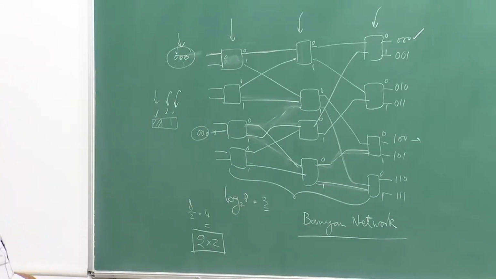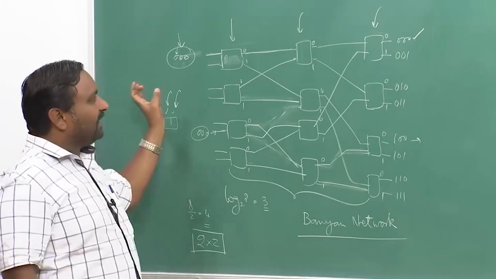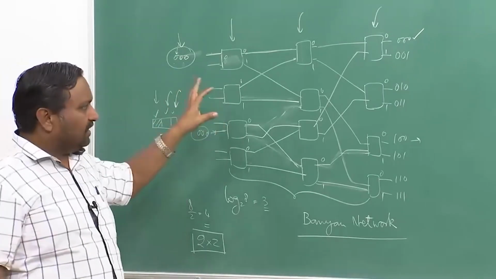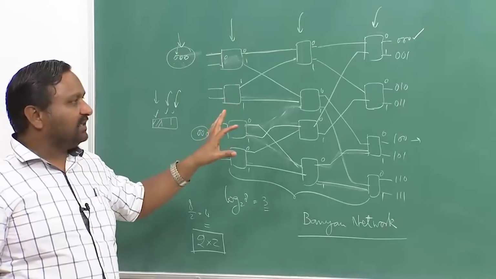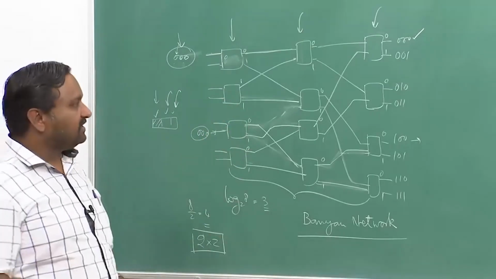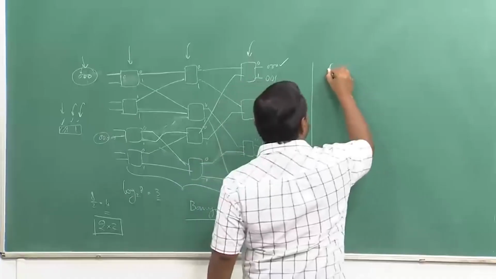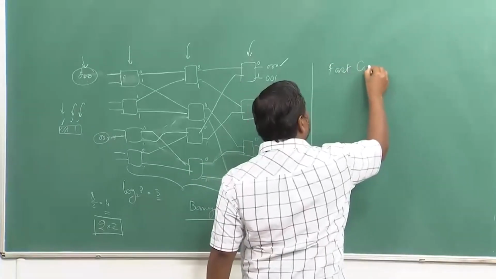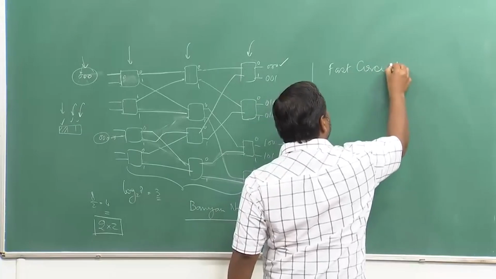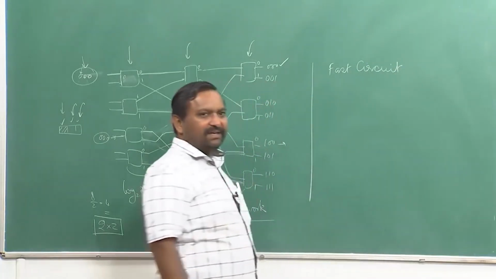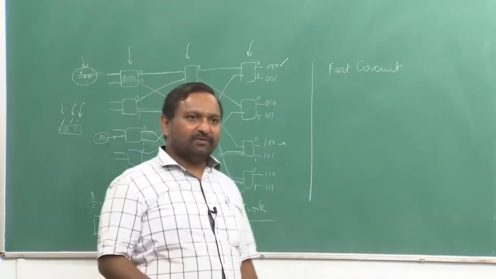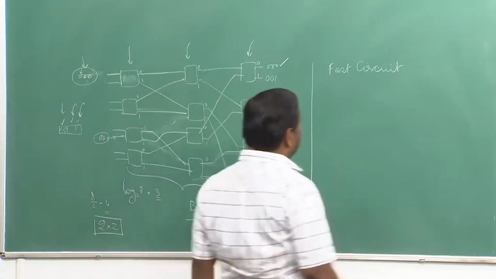Now in this case, what we are doing is taking one packet at a time. This is not the only way of doing the switching. This is known as fast packet switching. There is another method, we call it fast circuit switching. So earlier we had been doing circuit switching and now we move to packet switching. We should also know what fast circuit switching is.